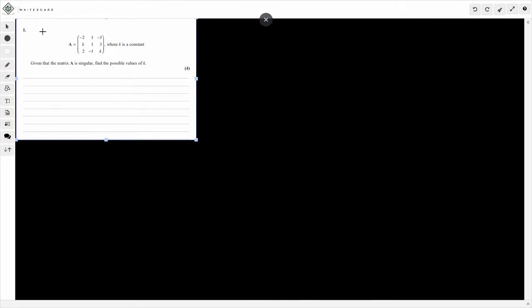We've got A is equal to this matrix here, and we're told that K is a constant. And we're given that matrix A is singular, and we have to find the possible values of K for 4 marks. Now, the fact that it says possible values of K straight away should tell you at some point here we're going to get a quadratic.